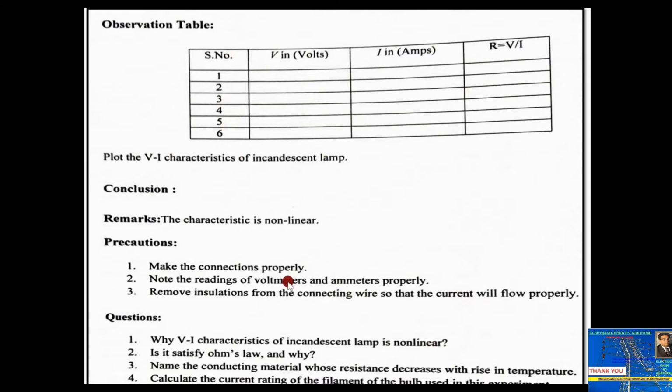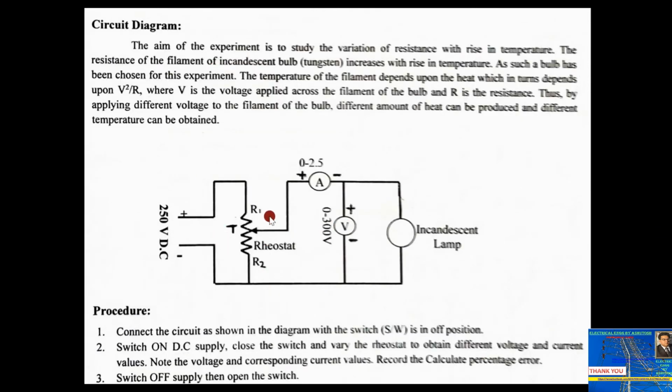And this is the rheostat. This is the 250 volt DC supply. This is the lab setup in our NIT Raipur BEE lab, where we provide DC supply, with a maximum voltage of 250 volt. This is the rheostat through which we can increase the level of voltage, and then we will measure voltage and current.